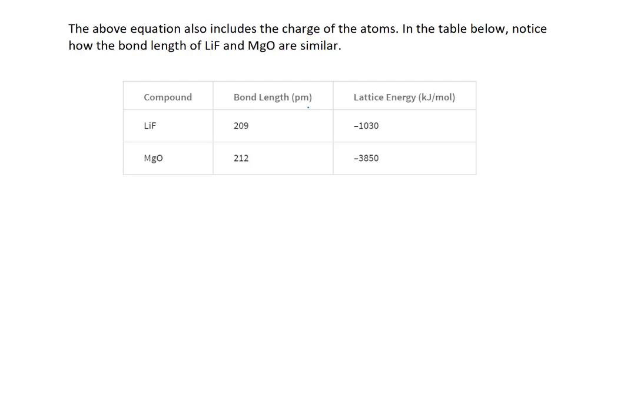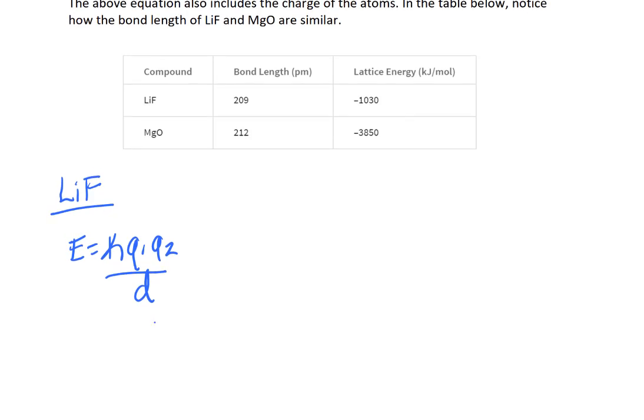So here for lithium fluoride, if we look at that equation and we start solving, and I'm not going to actually solve it, but I'm just going to put in K here. Your lithium has a +1 charge, your fluoride has a -1 charge, and you're given the distance in this table here.